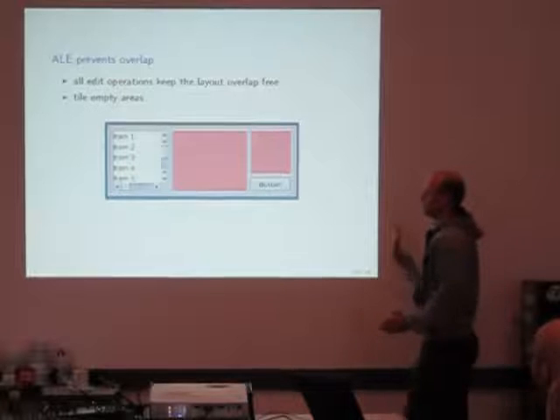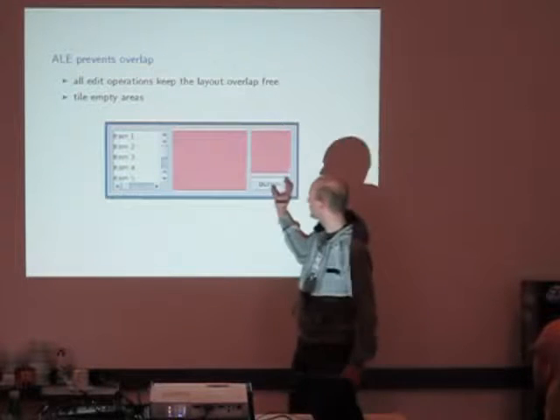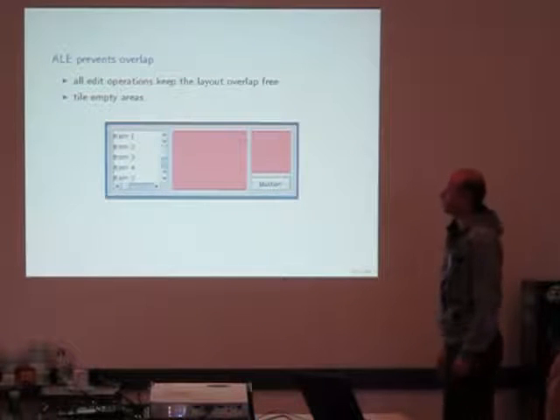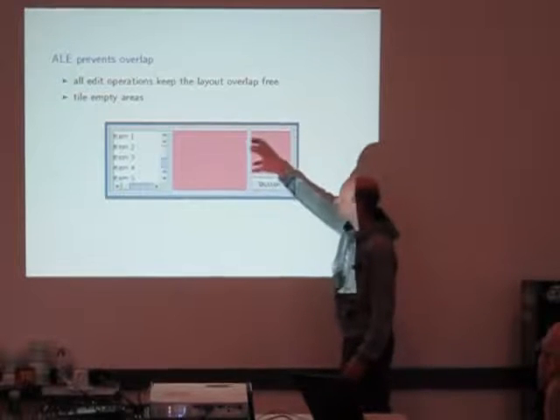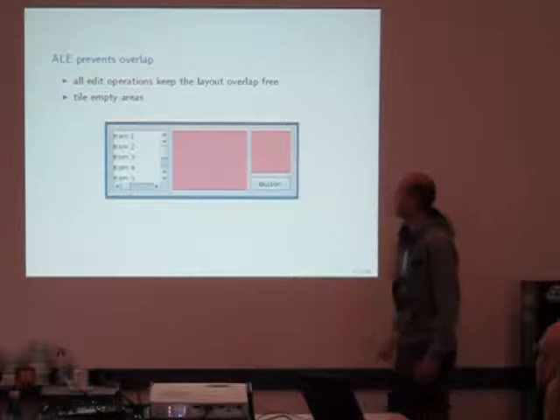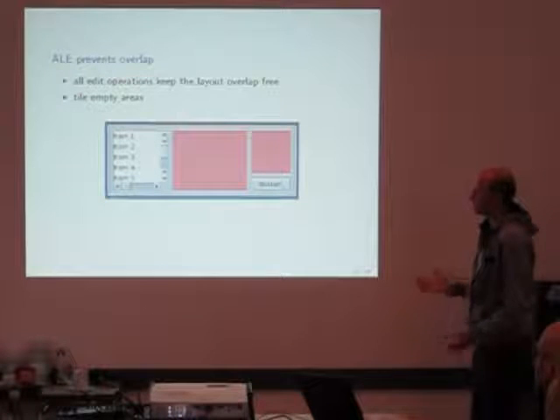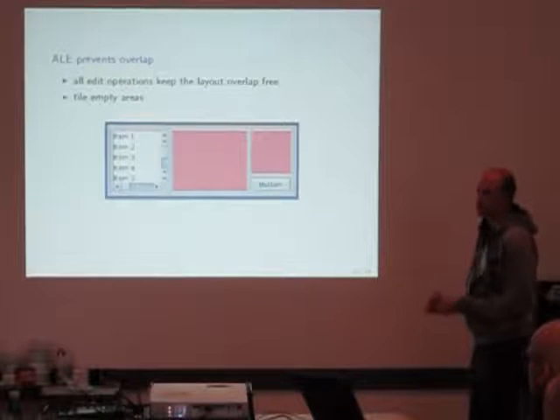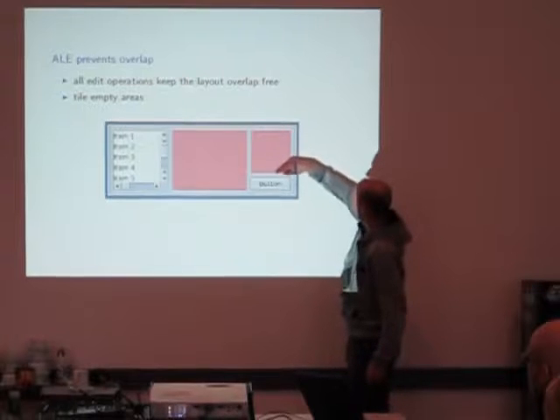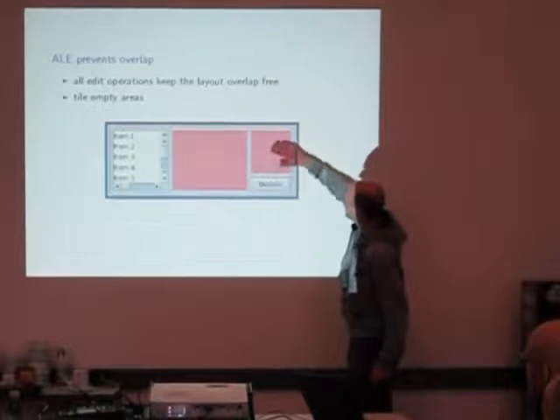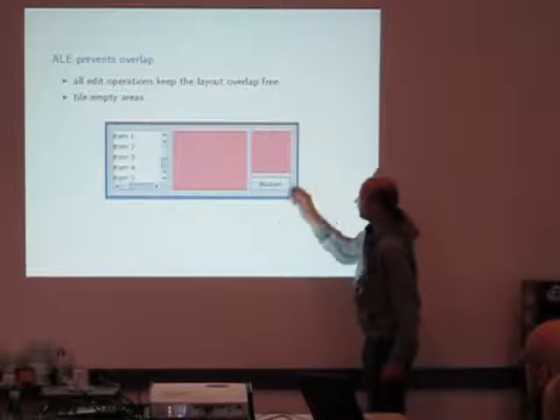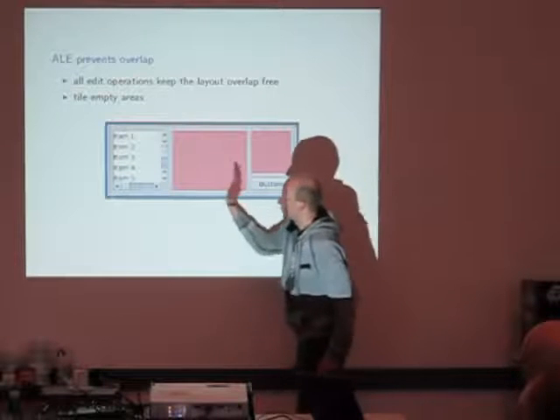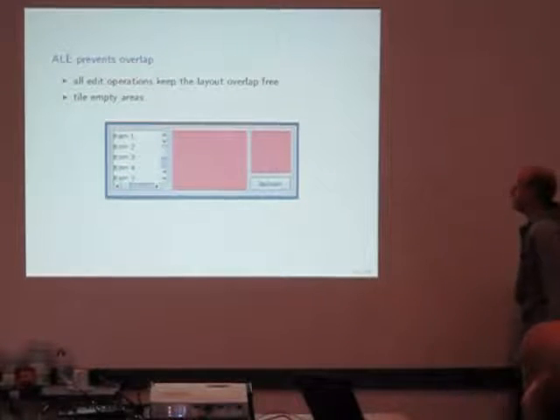But then there's still the problem that if I resize the window and make it smaller, this button could move over this item view. And then we just had a simple approach. We just tile the empty space. We tile some rectangular areas, and then add the missing constraints for those tiles. That would be, in this case, the constraint here that this button does not leave the layout to the top, and a constraint here between the item view and the button, so that the button does not move over the item view.